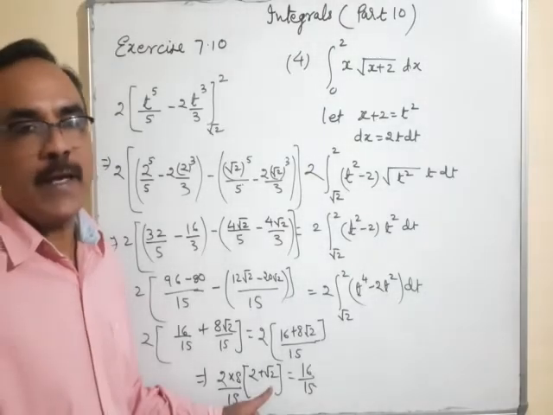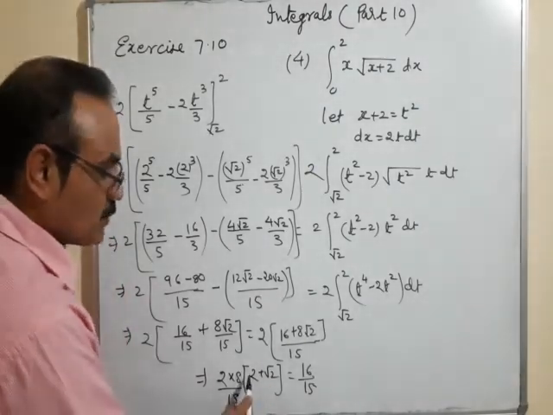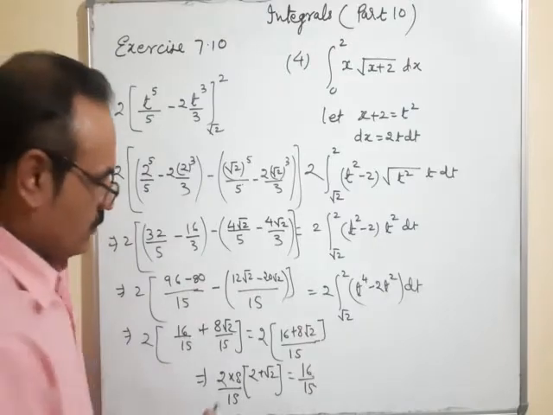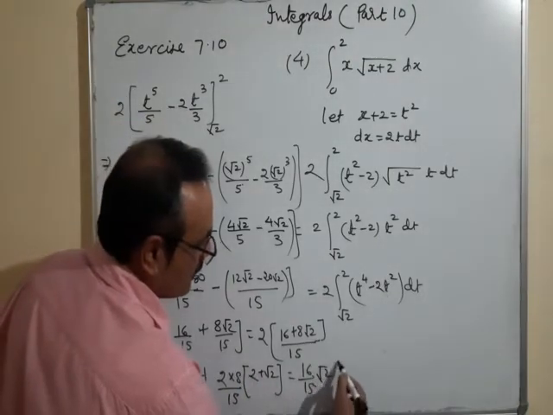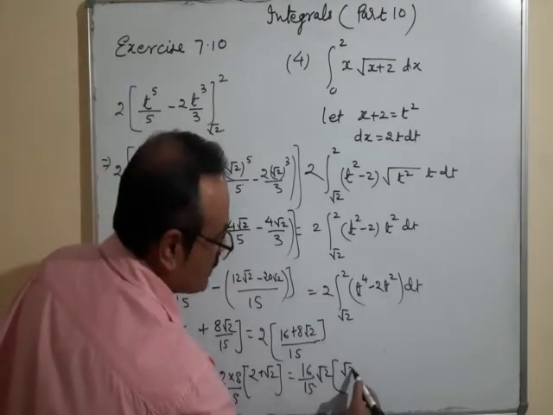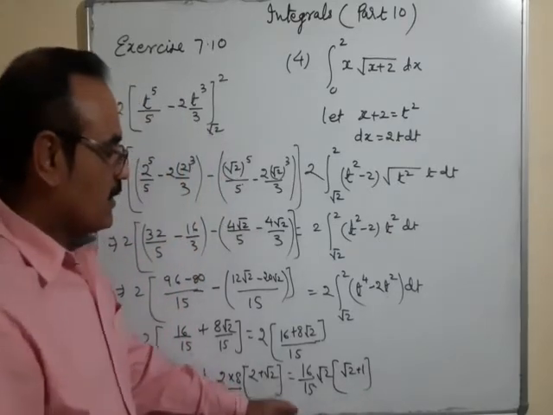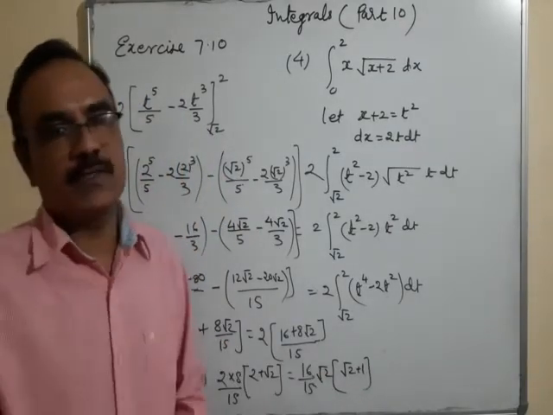From the 2 plus root 2 I can take root 2 common, because 2 consists of root 2 multiplied by root 2. So I can take root 2 common. What is left here? Root 2 plus 1. So the answer is 16 upon 15 root 2 and bracket root 2 plus 1.